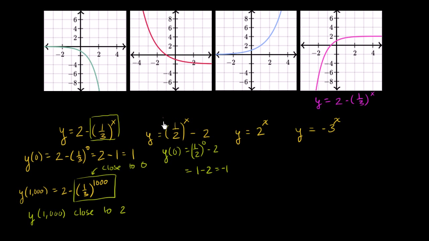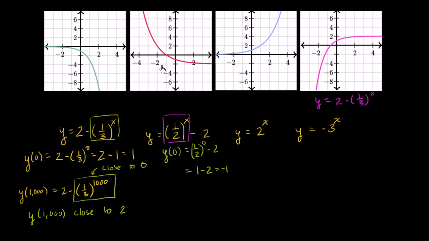So let's think about this. As this gets raised to larger and larger values, this part is going to approach 0. 1/2 times 1/2 times 1/2 times 1/2. That's going to approach 0 fairly quickly. And so as this approaches 0, y is going to approach -2. So as x gets larger and larger and larger, 1/2 to the x approaches 0, and so y is going to approach -2 from above.